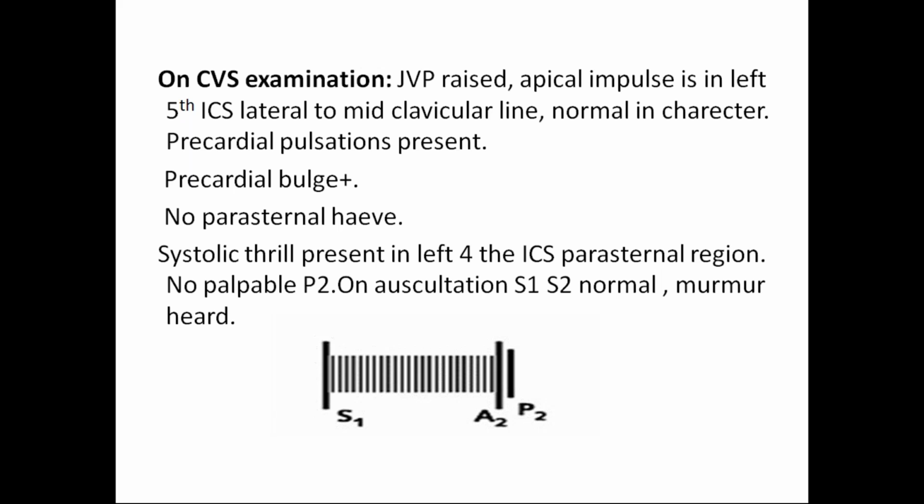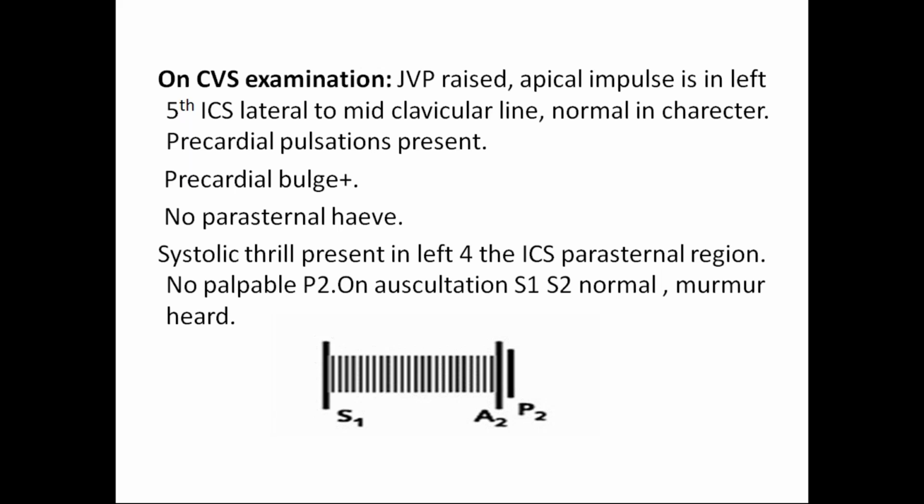No palpable P2. Usually, if palpable P2 is there, it means pulmonary hypertension is also associated. Here it is not palpable. There is no palpable P2. Only systolic thrill is here. Whenever a systolic thrill is there, that indicates the murmur is above which grade?